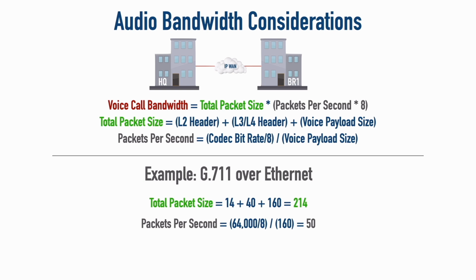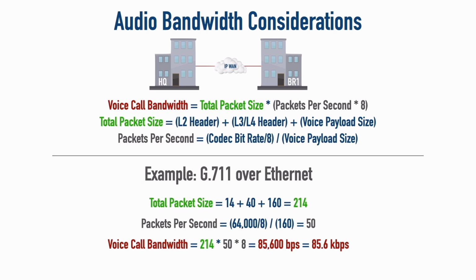Now we've got all the elements of our formula, and we're going to say that the voice call bandwidth is the total packet size of 214 bytes multiplied by 50, the number of packets per second, multiplied by 8, because we're converting those bytes to bits. And that's going to give us 85,600 bits per second. Or we could simply say 85.6 kilobits per second.